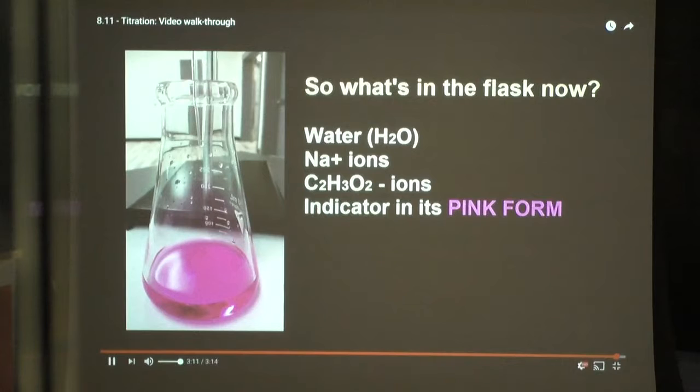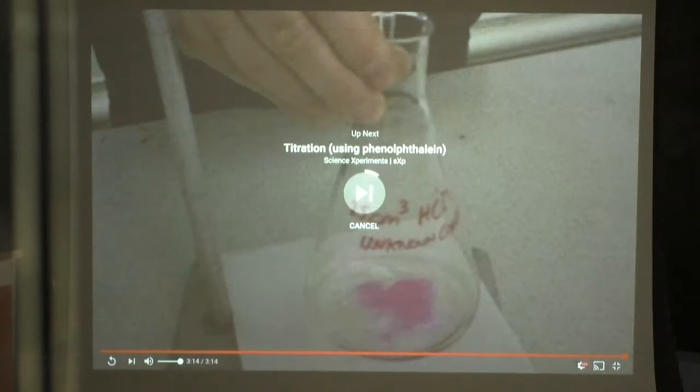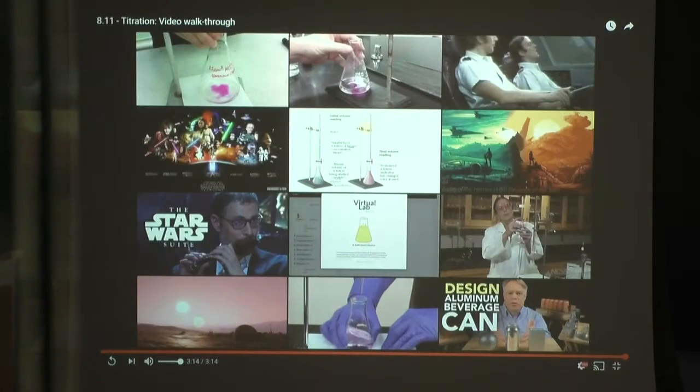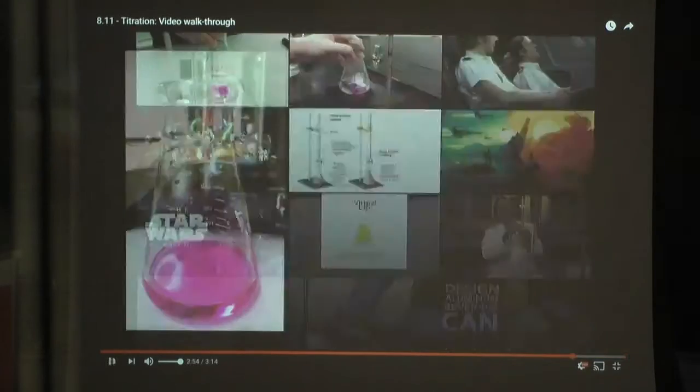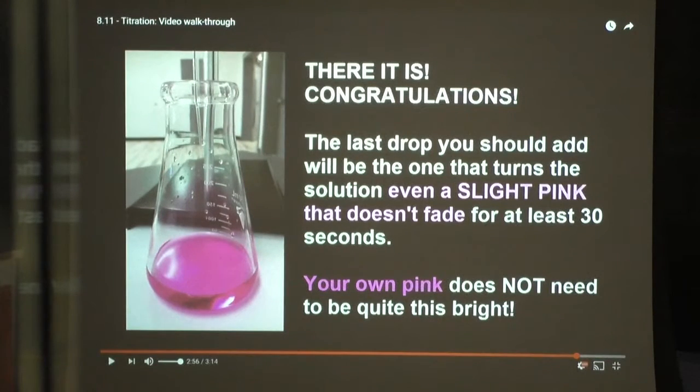And I always say too, the color of the pink doesn't matter. The color of the pink can depend upon a lot of things. What you need to know is the point at which it goes from clear to solid pink, and the drop that it happens. That's the most important thing. You just want to know when it went from clear to solid pink, regardless of how dark. That's the moment when you stop adding more drops and you can make your second volume measurement.